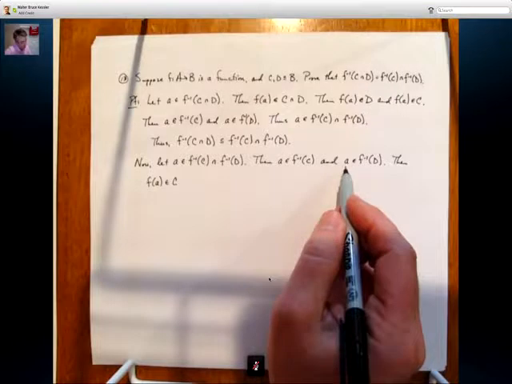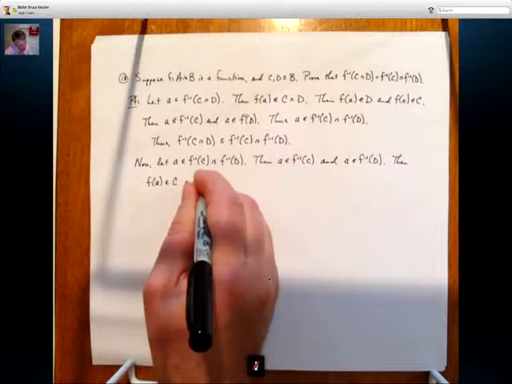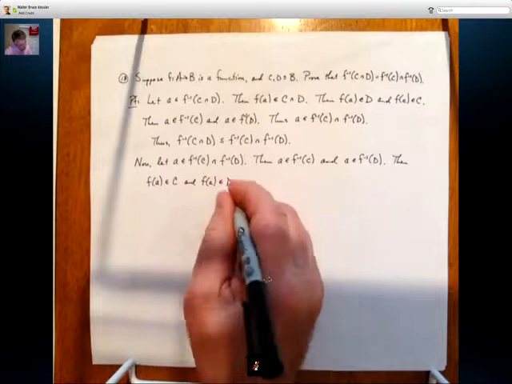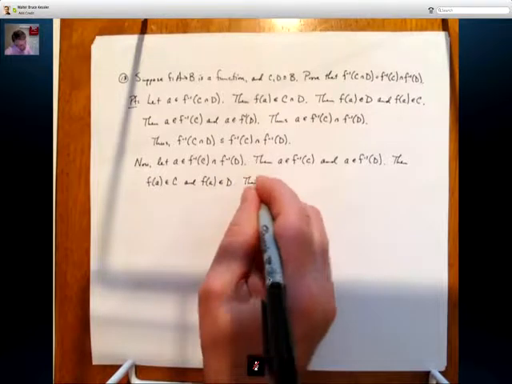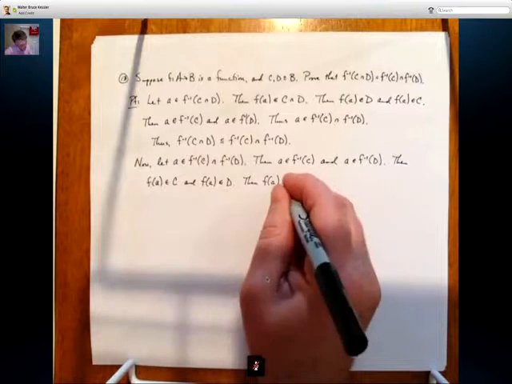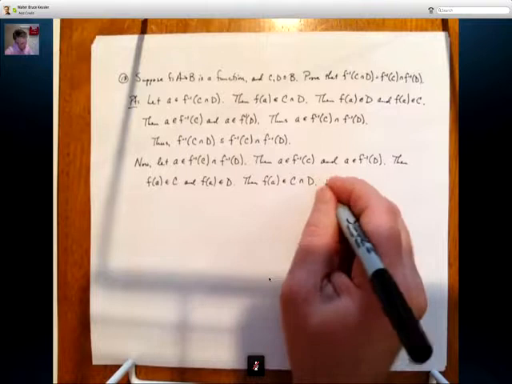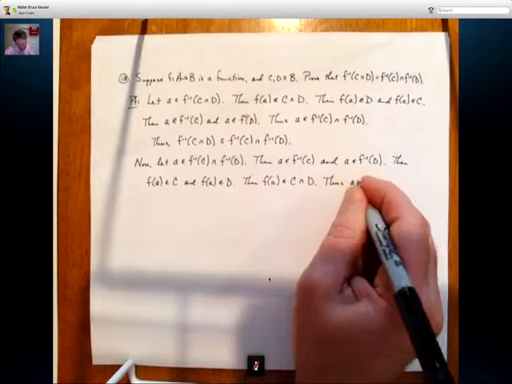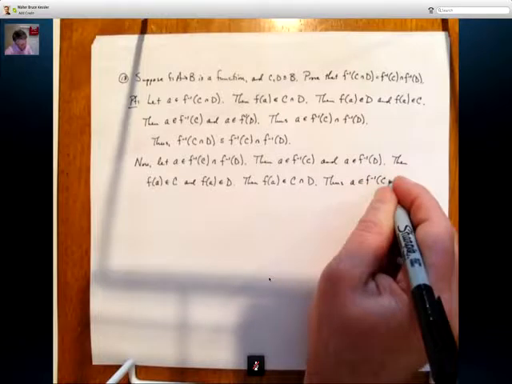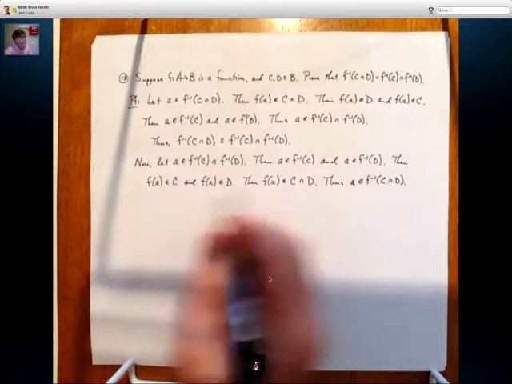It's got to be the same thing. f is a function, so whatever f(a) is, it's the same thing. So I'm just going to call it f(a). And f(a) also is in D. That means that f(a) is in the union of those two, right? Not union, intersection, sorry. Intersection of those two. Thus, A is in the inverse image of C intersect D.